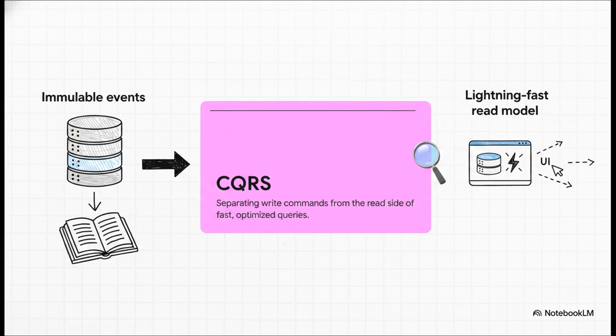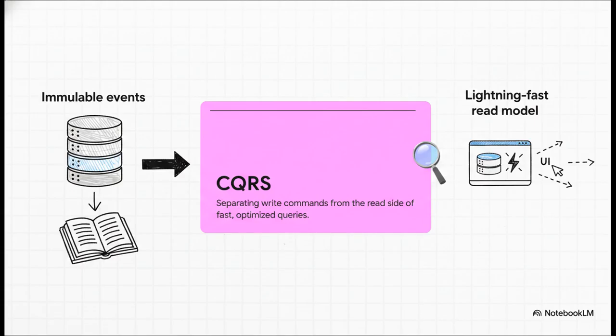Okay, but obviously, you will eventually hit scale. Or maybe you just have specific views that need to load instantaneously. The crucial point here is that we don't actually have to replay events from scratch every time. We can use a pattern called CQRS, Command Query Responsibility Segregation. It's a mouthful, but the concept is brilliant.